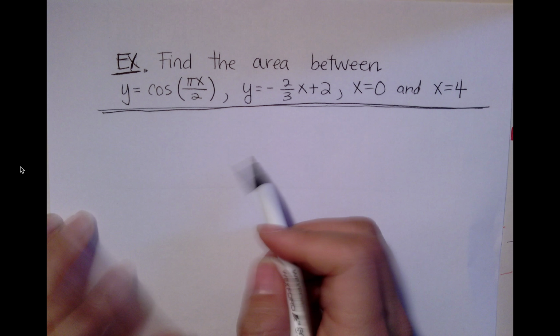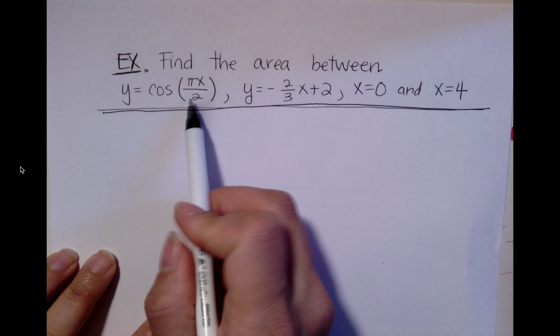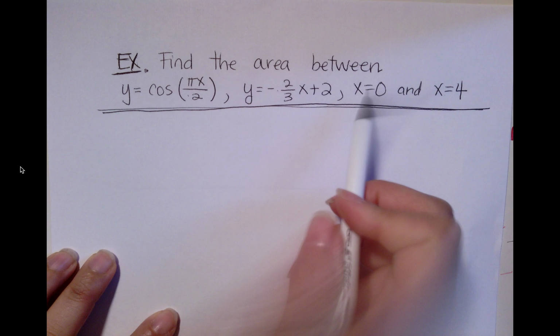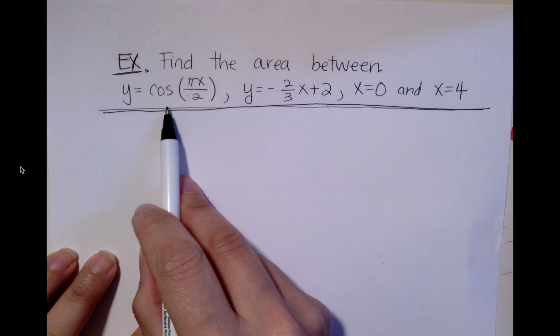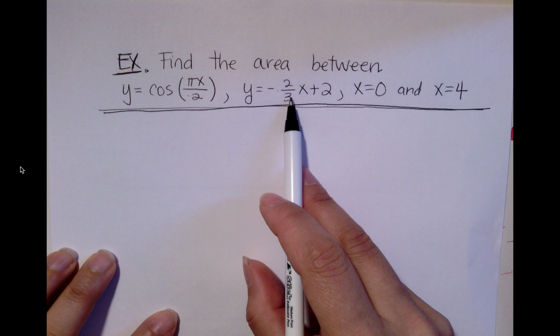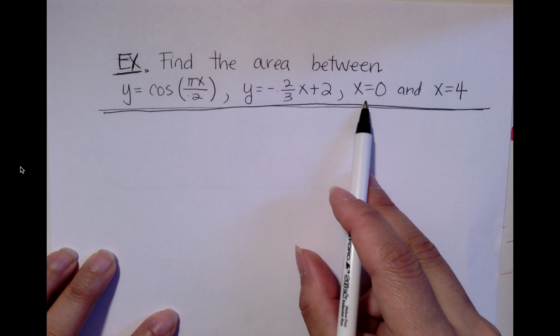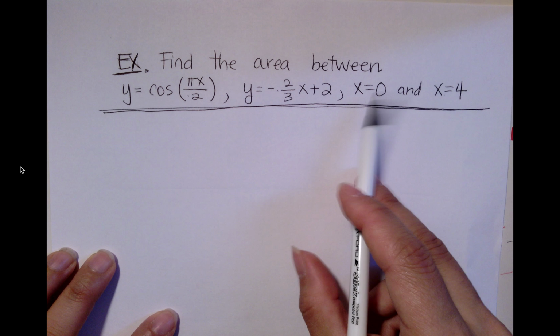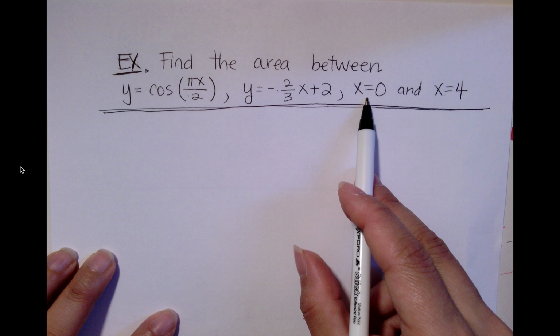So we want to find the area between these four curves. This is some sort of trig function. This is just a line. And here I have just two vertical lines. This is the y-axis. So I'm just going to try to sketch the situation.